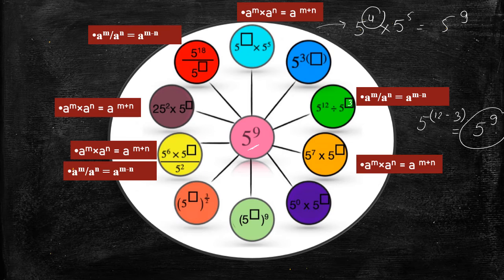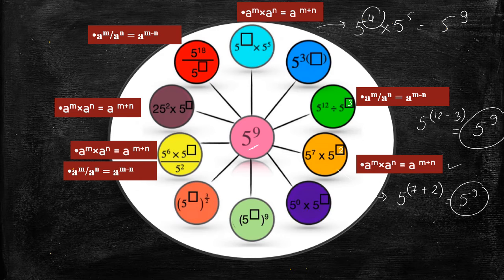Let's come to the next one. 5 raised to the power 7 multiplied by 5 raised to the power something. Now we don't know this something, but we know that we have the first law of exponents, which states that if we have the same base but different powers, then we can add the powers, right? So let's try to solve it. 5 raised to the power 7 plus something so as to get 9. So this something will be 2. So we will get 5 raised to the power 9. So yes, here we need to put 2.